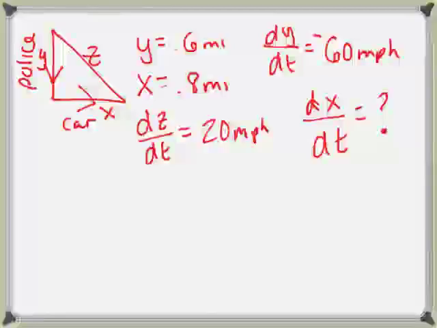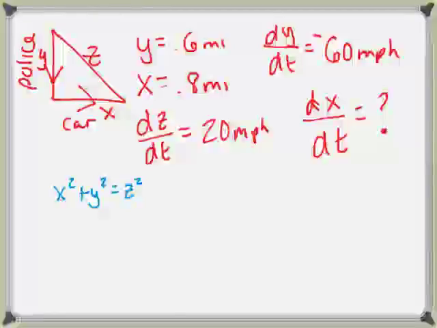Now come up with an equation that relates the variables. So what's an equation that relates X, Y, and Z? X squared plus Y squared equals Z squared, Pythagorean theorem. Plug in anything that's not changing. Can we plug in values for X, Y, or Z? No, they're all changing. So we need to deal with them all and take a derivative.